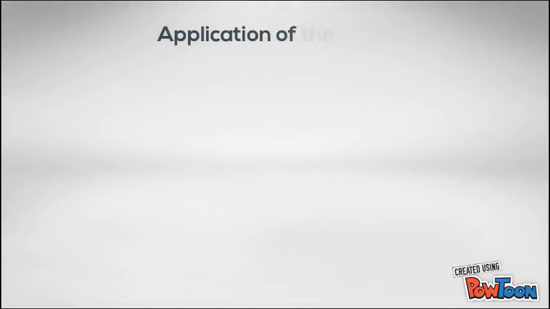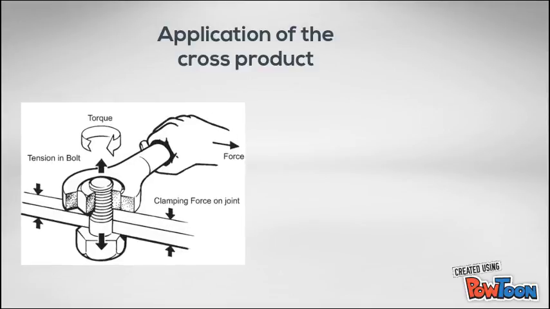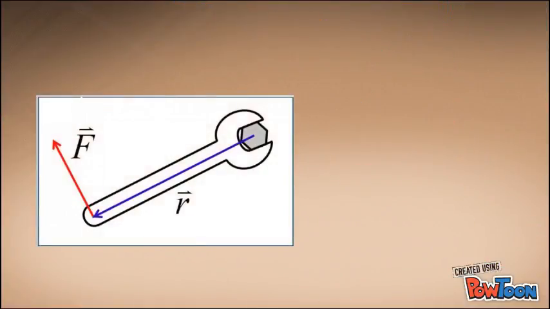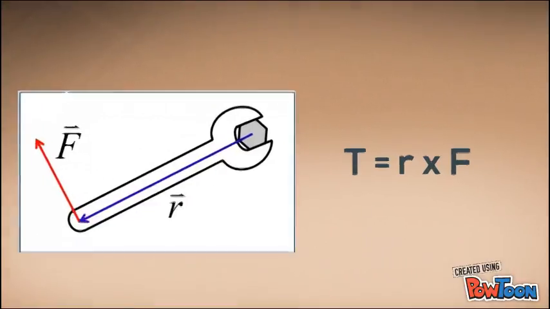Now, the application of cross product. One of the applications of cross product is to find the torque of the wrench. The formula for finding the torque is T equals R cross F, where R vector and F vector are arranged tail to tail, and R vector is the distance between the center of rotation to where the force is applied, and F vector is the force applied.